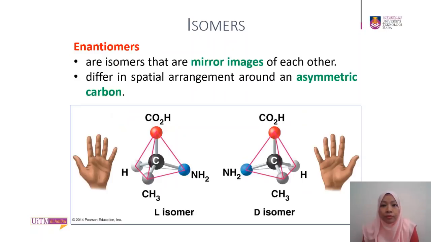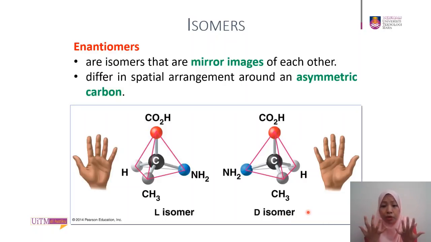And then the last type of isomers is enantiomers. Enantiomers are isomers that are mirror images of each other, differing in spatial arrangement around an asymmetric carbon. An asymmetric carbon is a carbon that is attached to four different atoms or molecules. You can see here how this carbon is attached to four different atoms or molecules. You can see how the L isomer and D isomer are in opposite directions, so they are mirror images of each other.